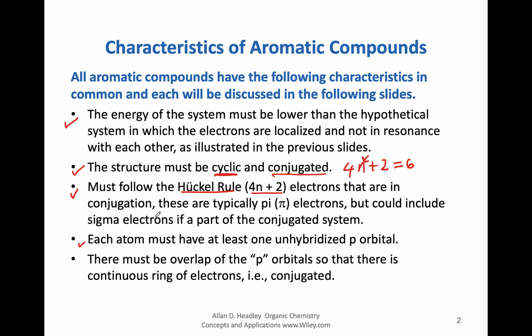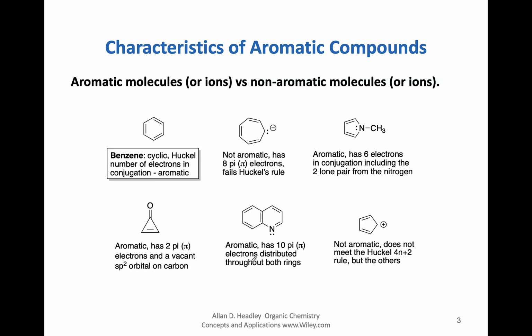We also mentioned that each atom must have one unhybridized orbital. What happens here is that we need orbitals for electrons to be in resonance throughout the cyclic system. And of course, there is a continuous ring of electrons through the conjugated system. So once you know these criteria, you can look at just about any molecule or ion and determine if it's aromatic or not. I think I have some examples here.